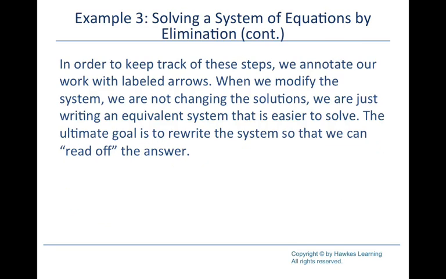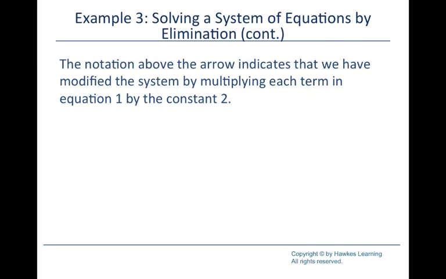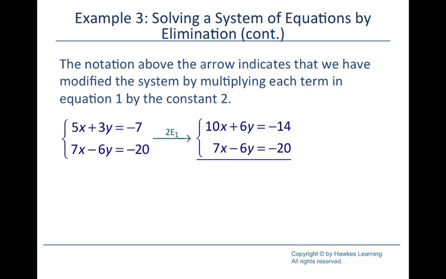Okay, so we're going to go, I'm going to skip a lot of this writing, but you can go back and look at it if you want to. So what we're going to do is show what we did, which is we multiplied 2 times equation 1. And so we have 10x plus 6y equals negative 14. 7x minus 6y equals negative 20.